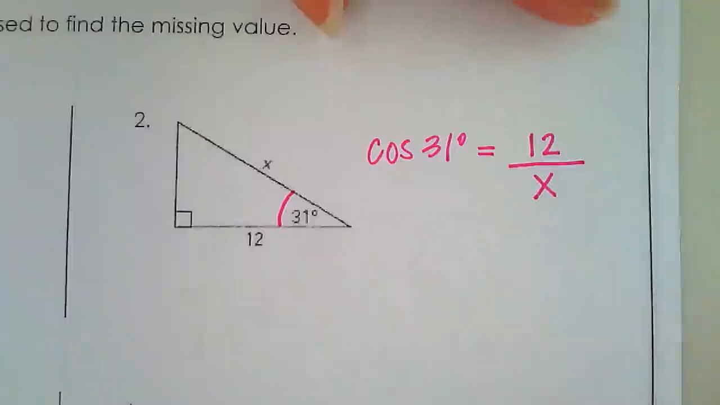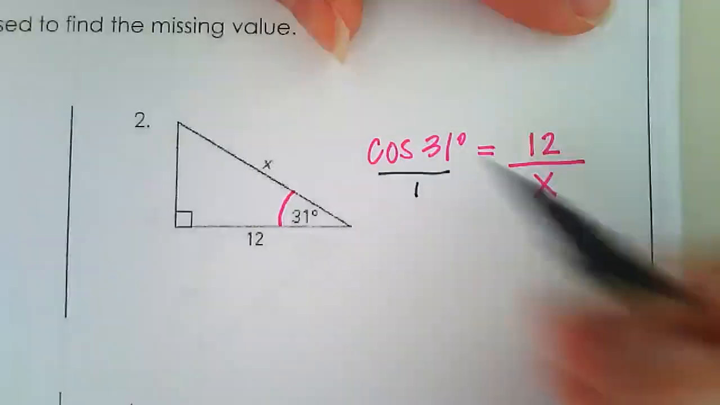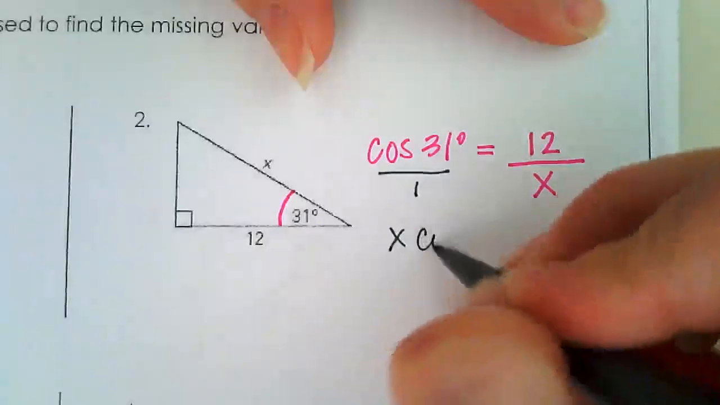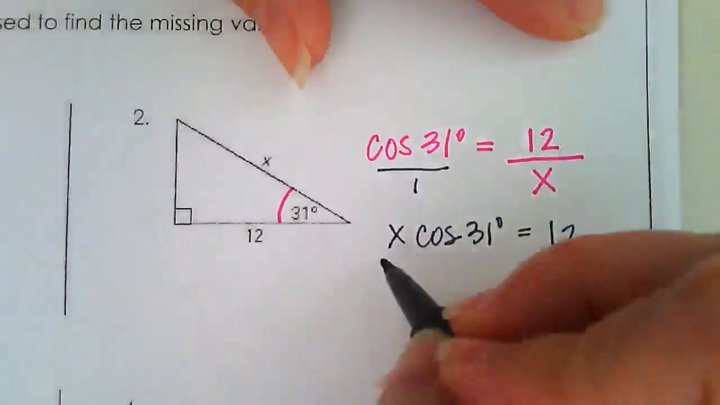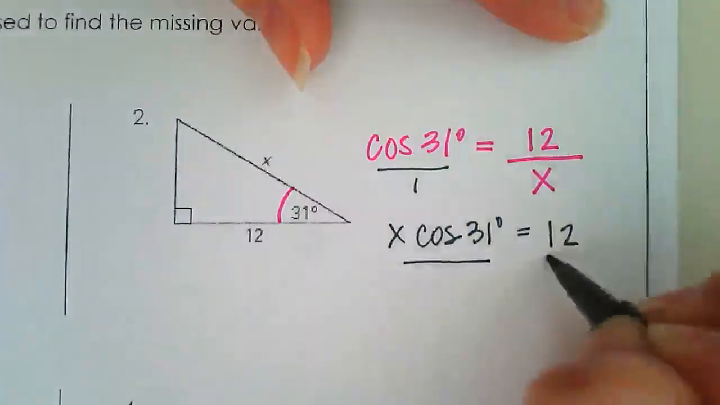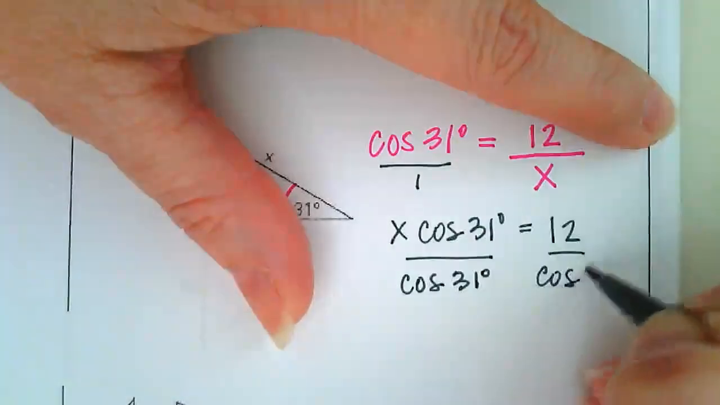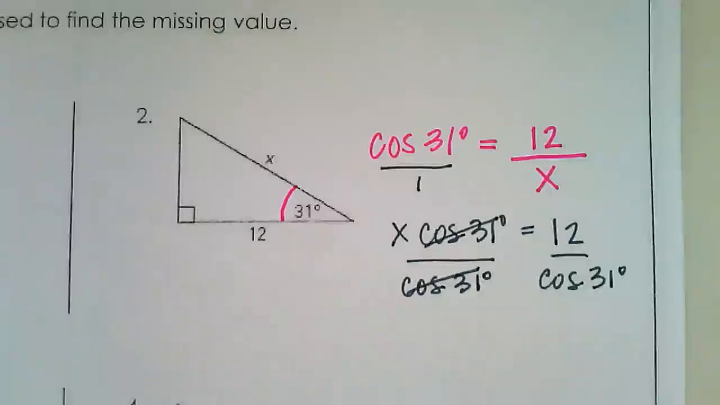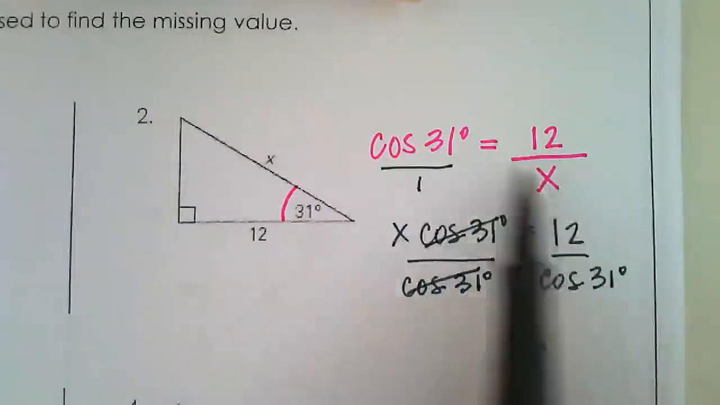Now, I don't know how important it is for you to go through all the steps, but let's just pretend for a minute, and then I'll tell you how I do it. If we put this over 1, we can multiply the diagonals together, right? So x times the cosine of 31 would equal 12. So to figure out what x is, we need to divide both sides by the cosine of 31 degrees. Now, the way I think of it is if x is ever in the denominator, I just switch those two.